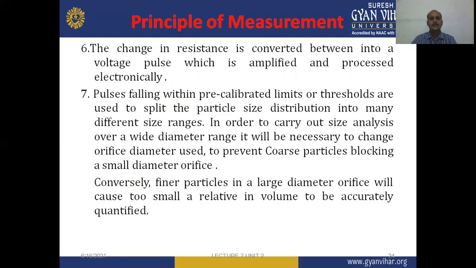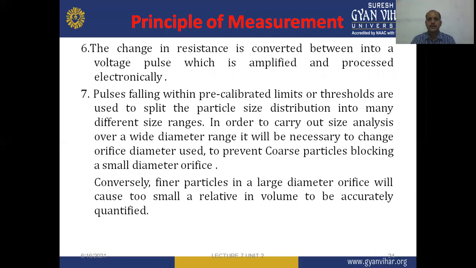So the change in resistance is converted into a voltage pulse which is amplified and processed electrically. Then pulses falling within pre-calibrated limits or thresholds are used to split the particle size distribution into many different size ranges. In order to carry out size analysis over a wide diameter range, it will be necessary to change the orifice diameter used, to prevent the coarse particles blocking a small diameter orifice.